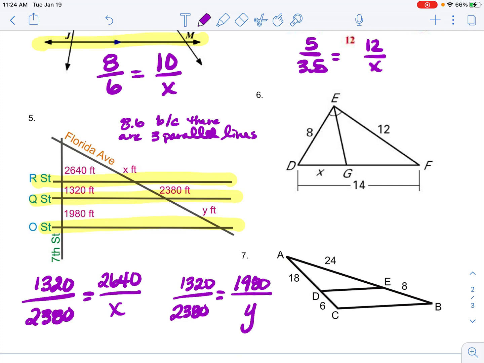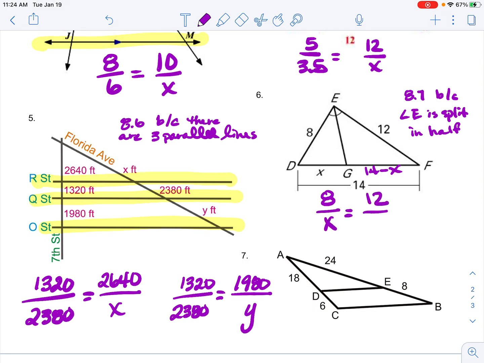Question 6, I see an angle split in half. So that means I'm using theorem 8.7 because angle E is split in half. That means that between G and F, this is going to be 14 minus x. So we have 8 over x is equal to 12 over 14 minus x.